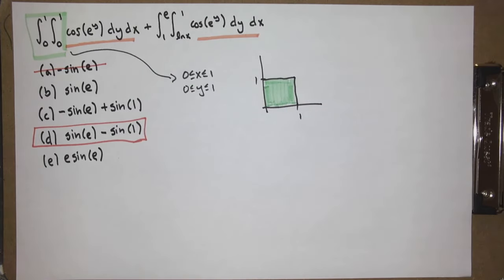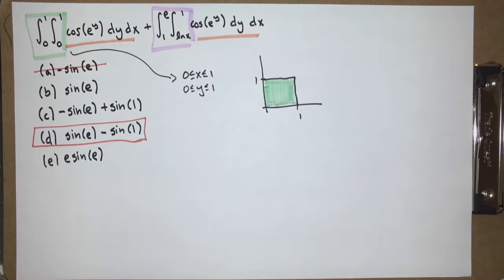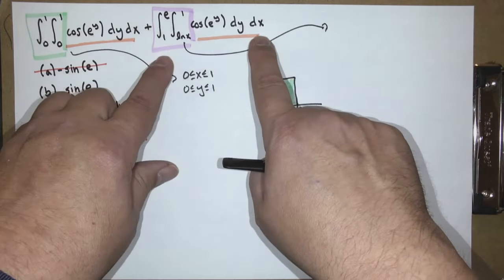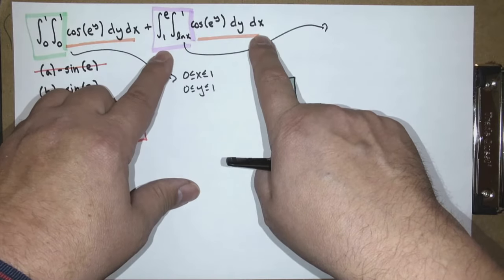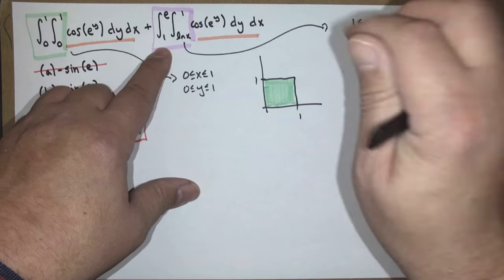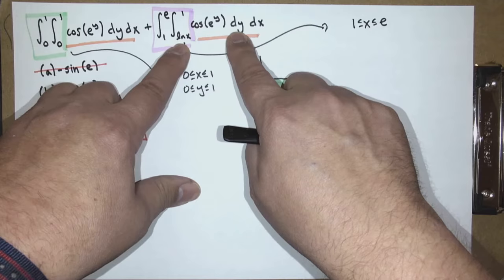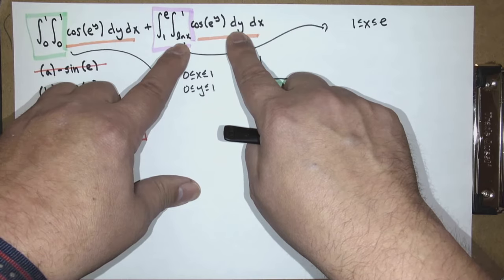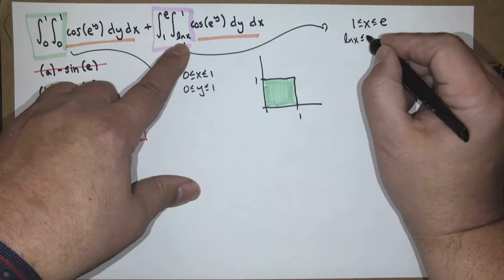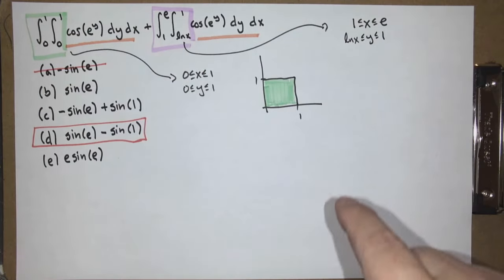Now we'll do the same thing, but with the second integral. Okay, same process. We want to understand, what are the bounds telling us? What do the outer bounds tell us? X goes from 1 to e. What do the inner bounds tell us? Y goes from ln of x to 1. The bounds are descriptions of regions.